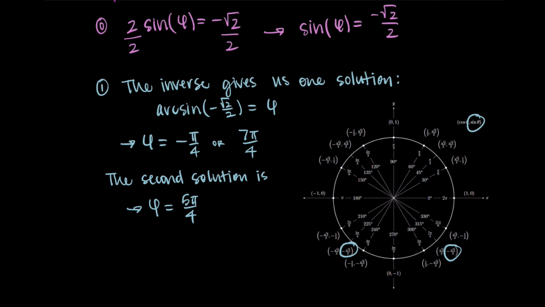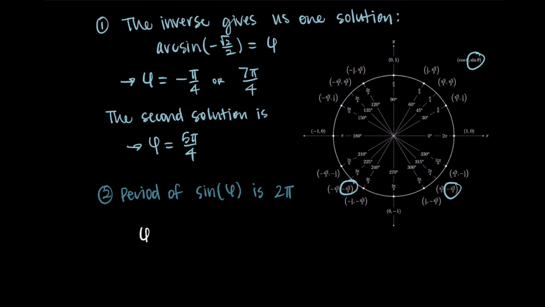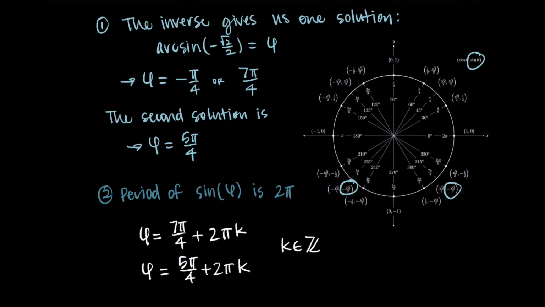Now that we have these two solutions, you can imagine adding the period each time to get to the next solution, or we could go backwards by subtracting the period. So we're going to take the period of our sine function and add it to each of the answers. The period of sine of phi, which is the equation we're working with, is 2 pi. So we'll take our answers and add 2 pi k, leaving us with phi equals 7 pi over 4 plus 2 pi k, or phi equals 5 pi over 4 plus 2 pi k. And this is where k is an integer, which we write with this k in Z math statement here.